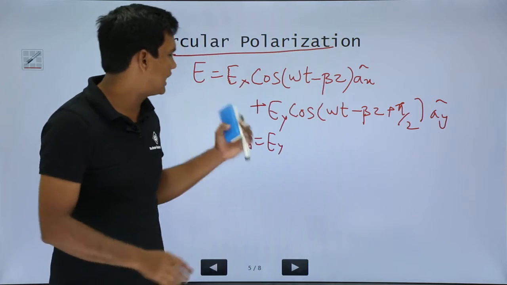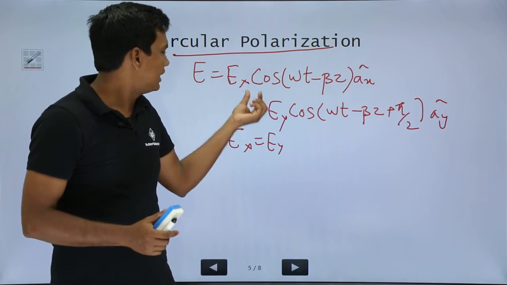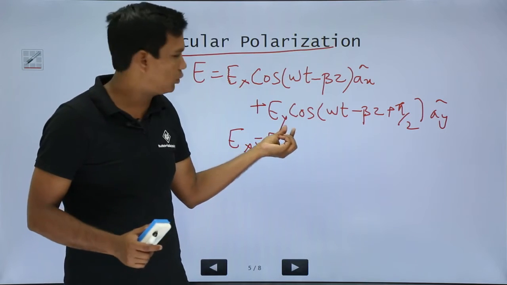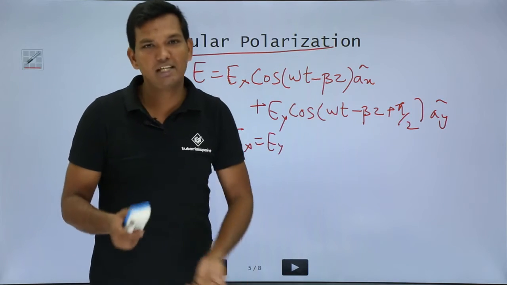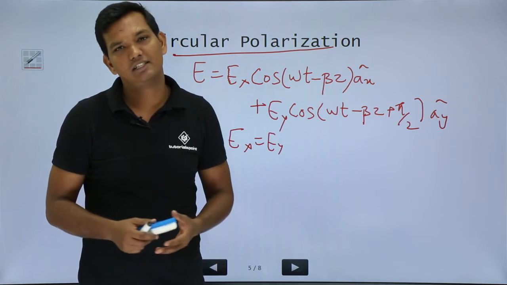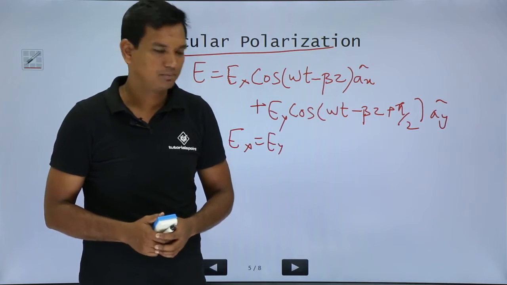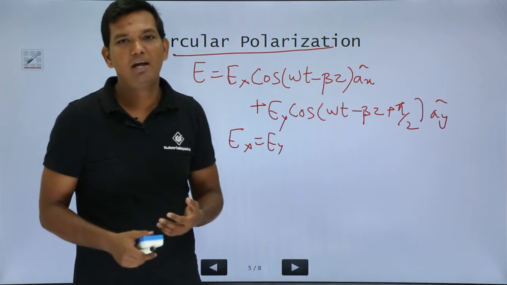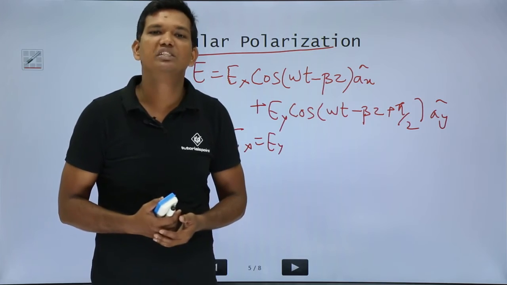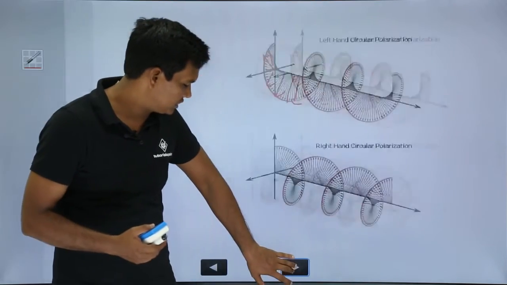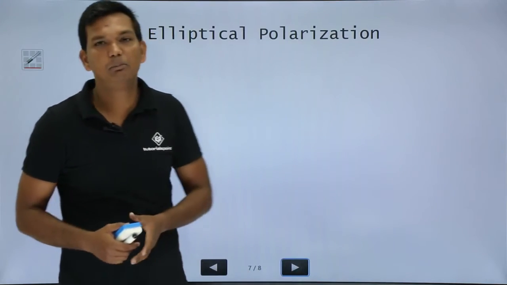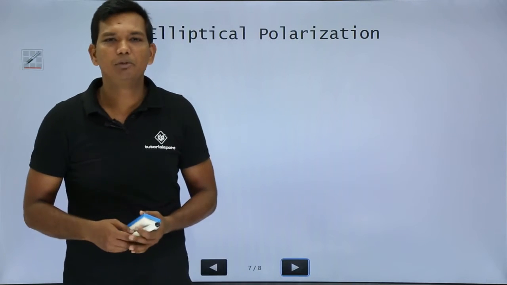So, when you have an electric field given, if the amplitudes of Ex and Ey are equal and the phase difference between Ex and Ey is 90 degree, then it is your circular polarization. We will see the next and last type of polarization, which is the elliptical polarization. So, let us come to elliptical polarization. What is the elliptical polarization?